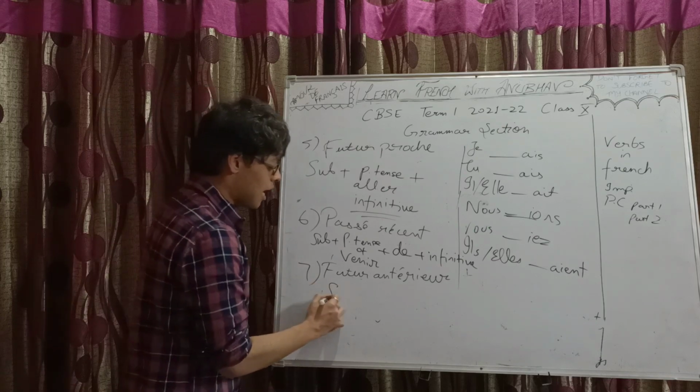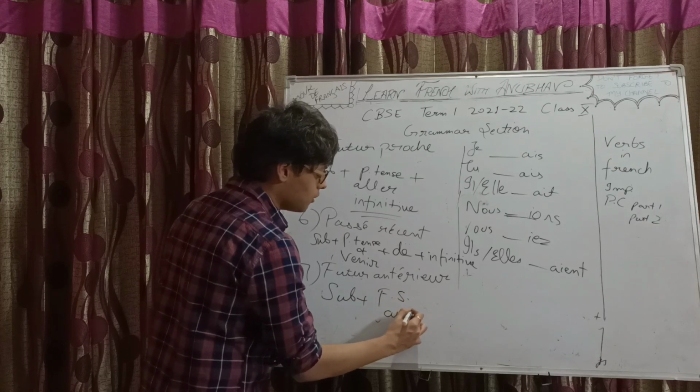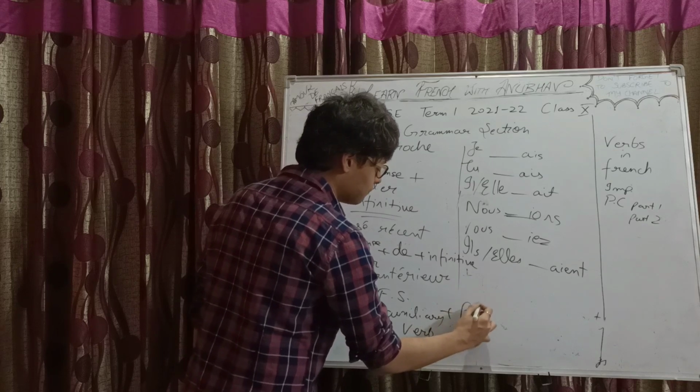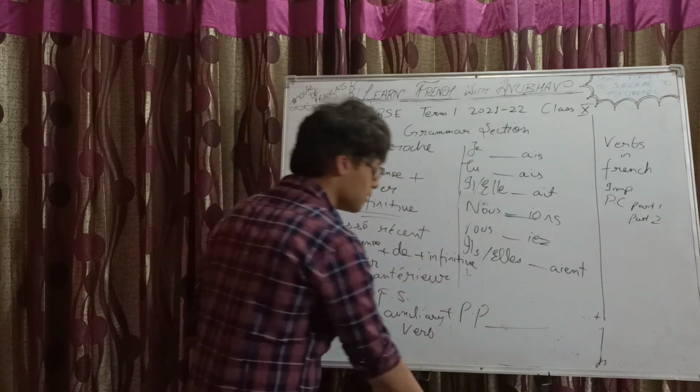So futur antérieur, how to conjugate? Subject, then we have the futur simple form of the auxiliary verb. Then we have the past participle, followed by the agreement, if required.